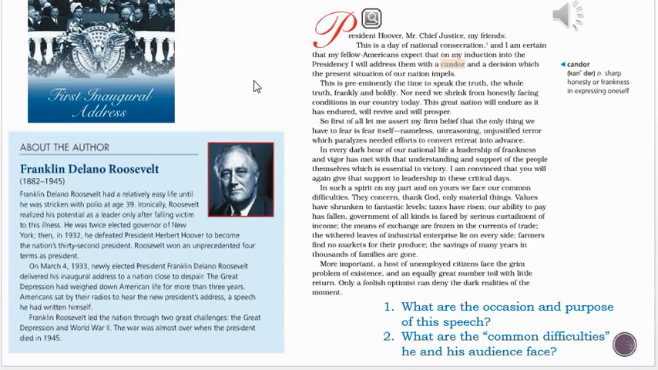He was twice elected governor of New York, and then in 1932 he defeated President Herbert Hoover to become the nation's 32nd president. Roosevelt won an unprecedented 4 terms as president. On March 4th of 1933, Roosevelt delivered his inaugural address to a nation that was close to despair. And earlier this week, we explored why they were close to despair. The stock market had crashed, and they were in the midst of the Great Depression.